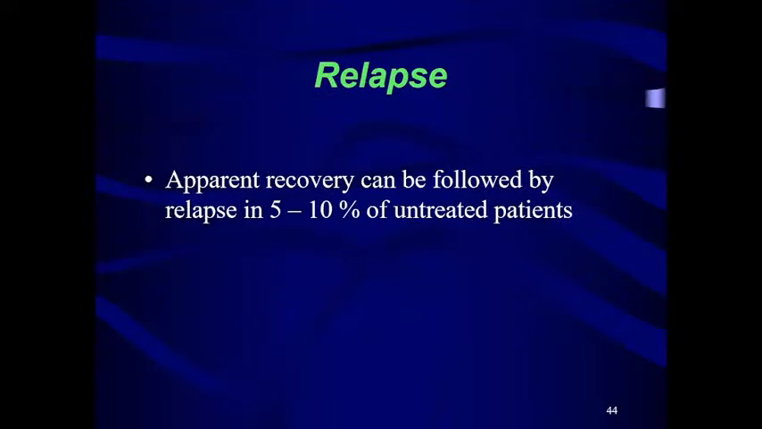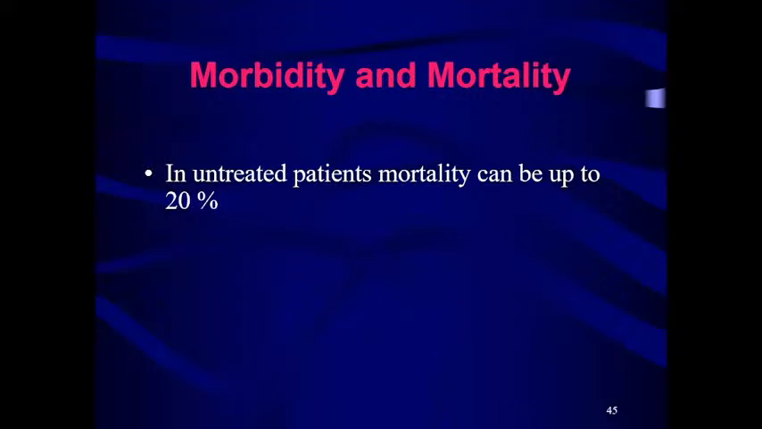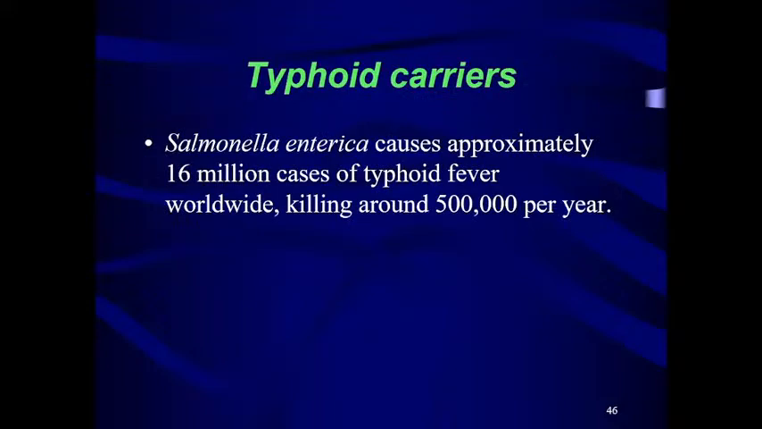The other complication is relapse. Apparently, recovery can be followed by relapse in up to 10% of untreated patients. Morbidity and mortality, if untreated, you may have mortality of up to 20% of the subjects. Salmonella carriers: Salmonella enterica causes approximately 16 million cases of typhoid fever worldwide, and it may kill up to 500,000 people per year.